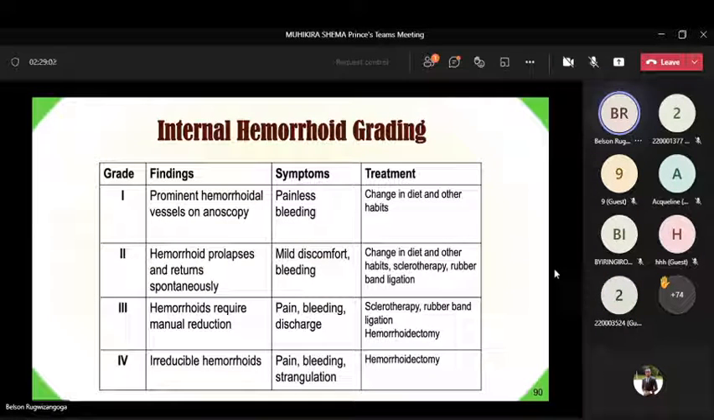So this is a grading. We will just read it. Grade 1, 2, 3, 4 of the hemorrhoids, and the findings if you examine, and the symptoms, and how you will go on to treat. So you see that when it is a lower grade, they can just change the diet and the other lifestyle habits. But when it is advanced, then you have to do hemorrhoidectomy or surgery to remove these veins.